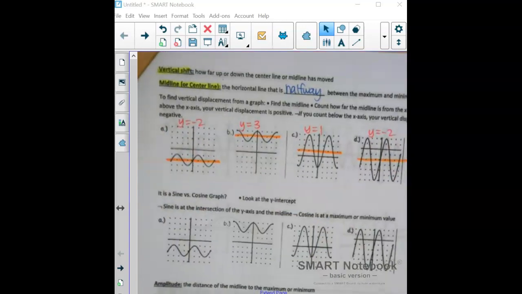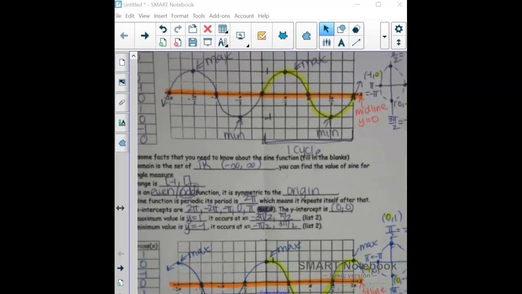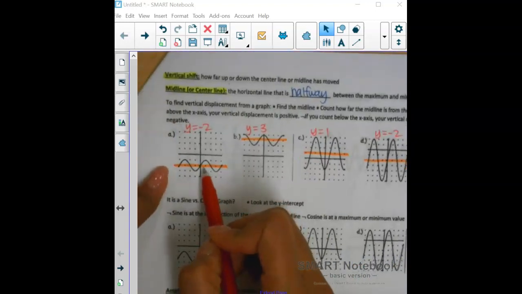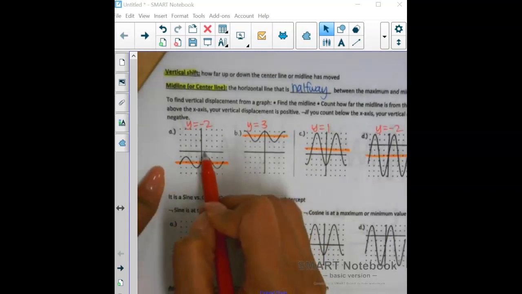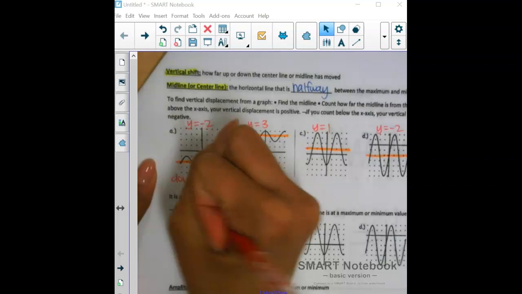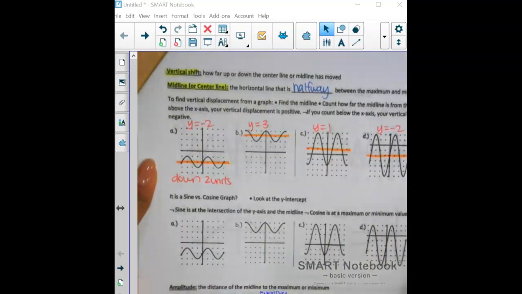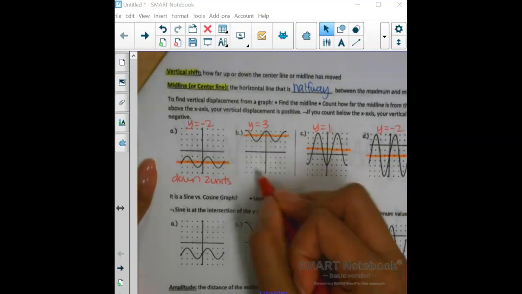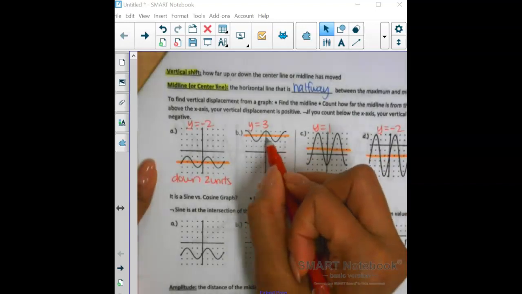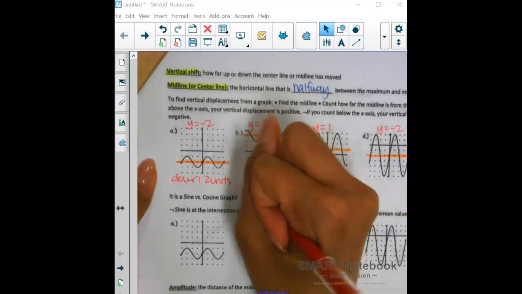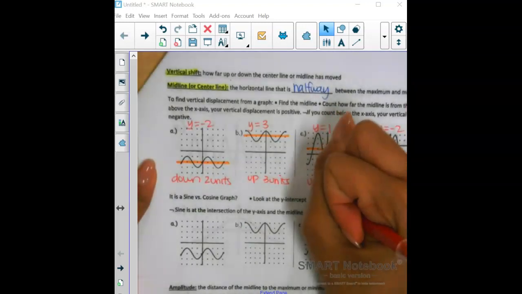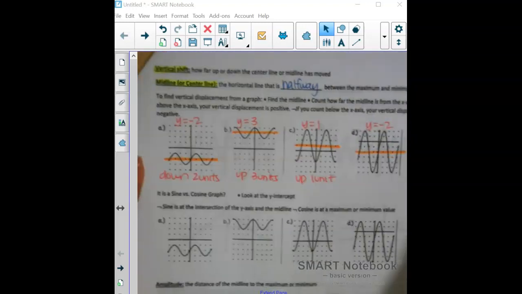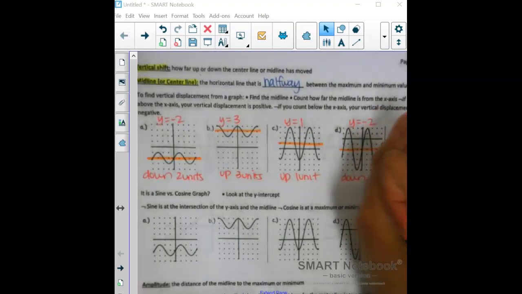So what this means is, if you were looking at the transformation, because both of these parents had a midline at 0, their displacements, their shifts, are either going up or down. So for this graph here, if it initially started on the x-axis, it's going down 2 units. That means that the next one, B, went up 3 units. That's why it's y equals 3. For C, that went up 1 unit. And then D went down 2 units.